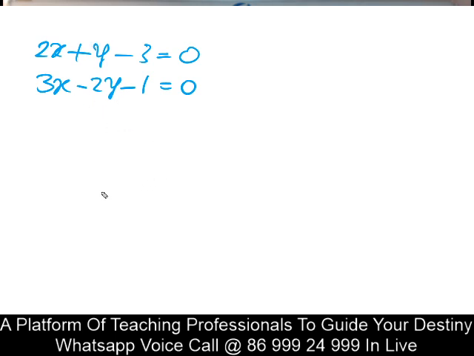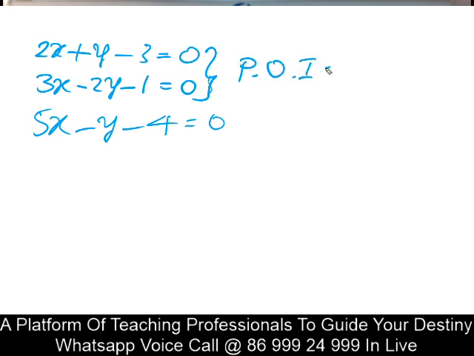Now, what is my interest here? I want to form such a line which is concurrent with these two lines. Then simply you add them: 5x minus y minus 4 equal to 0. What is their point of intersection? I have formed the equation by taking the point as (1, 1).